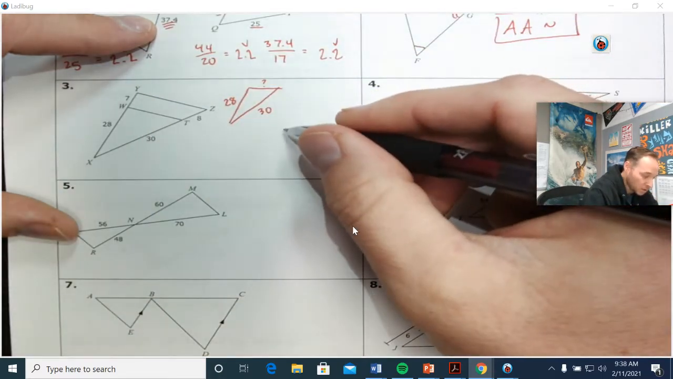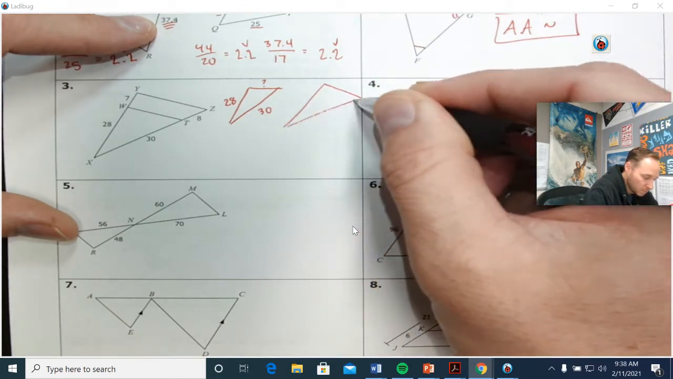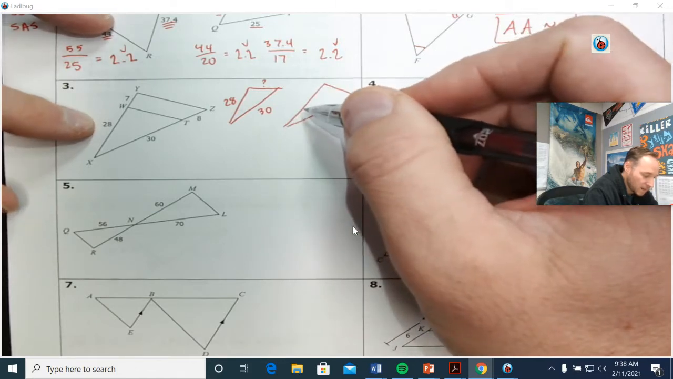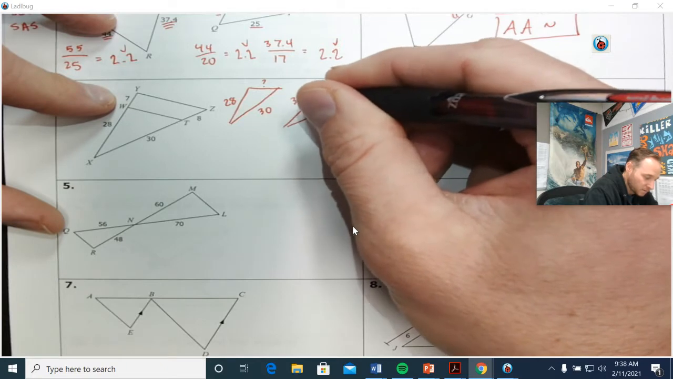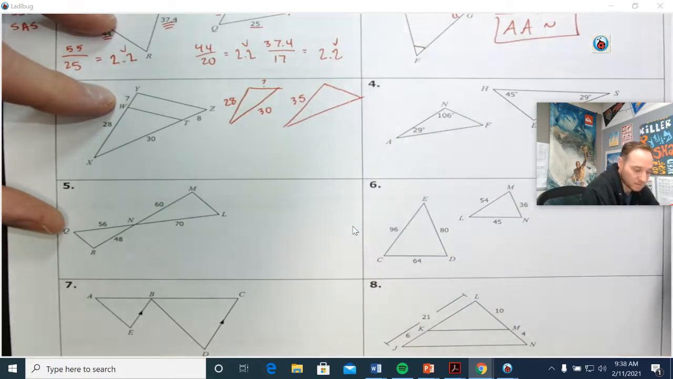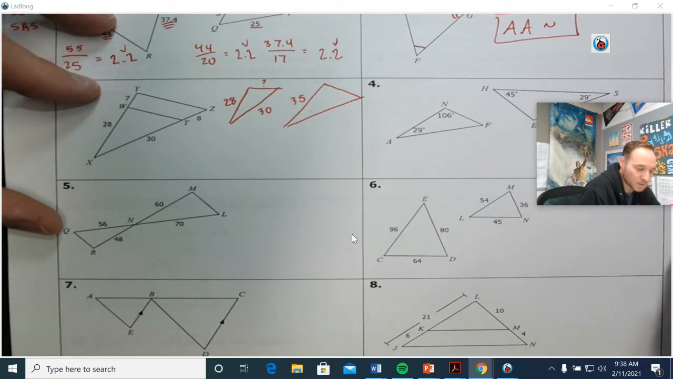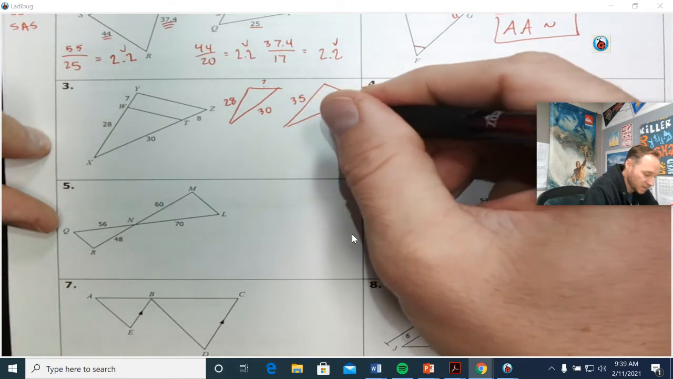Now we're going to draw the large one. The larger one is about the same shape, close enough. This side is now 28 plus 7. 28 plus 7 equals 35. Oh my gosh, my brain's dying today. And 30 and 8 gives us 38.